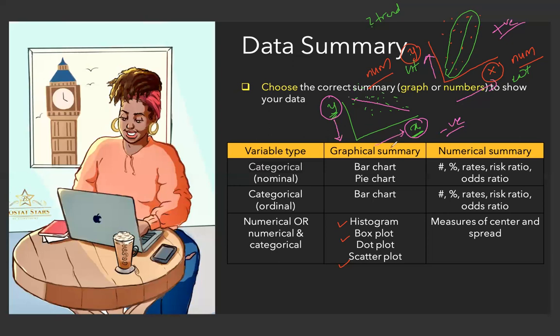So again, don't worry about all these big words. All I want you to know is we use a scatter plot when we're trying to see if there's a relationship between two numerical variables.